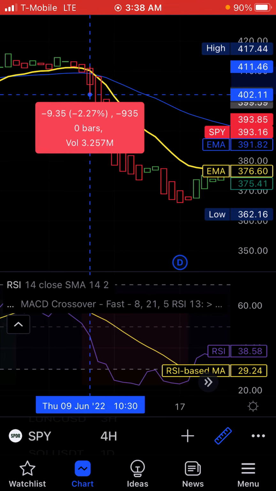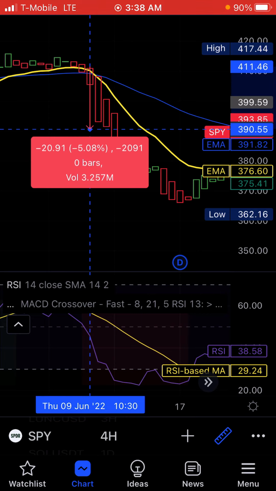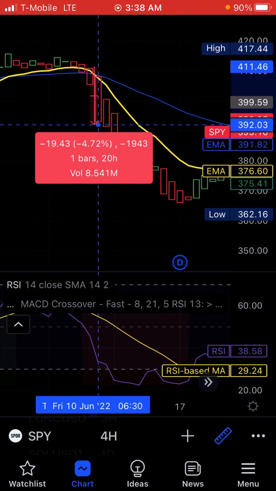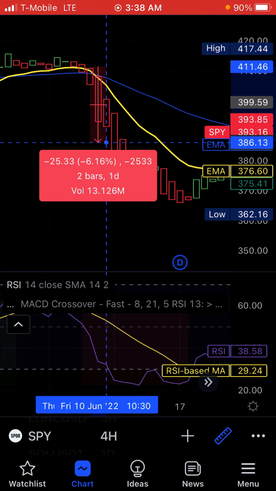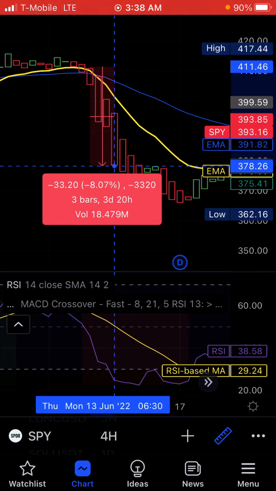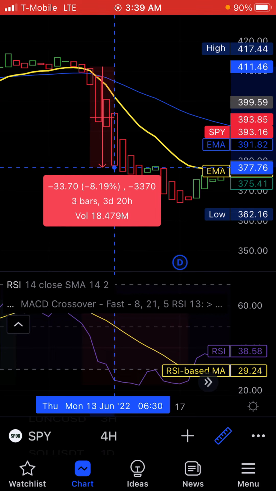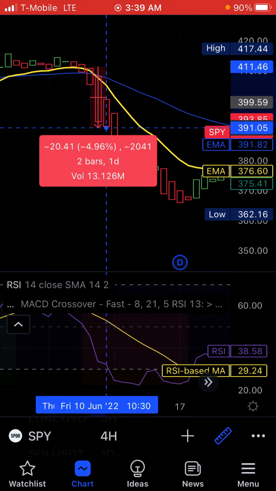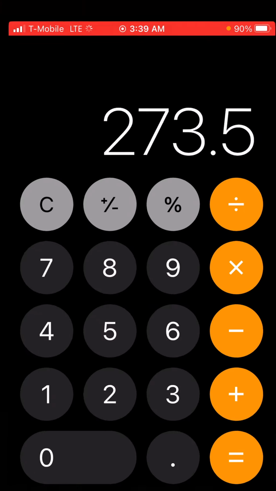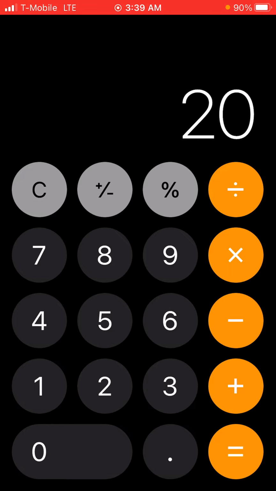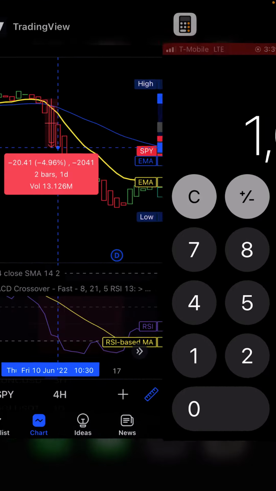So let's just look. So this one is 1 day. That's 3, that's too much. Let's just do this one here. This is 1 day. In 1 day, it had a difference of $20. A $20 difference. Man, that's a big one. $20 difference times 50. That's $1,000 right there.